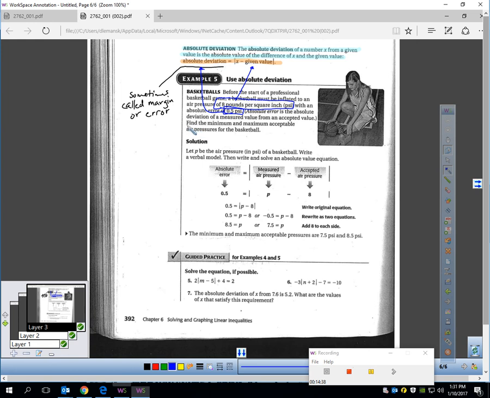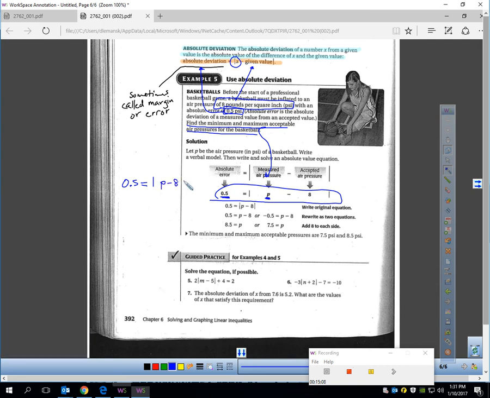And they want me to find the minimum and maximum acceptable air pressures. That would be my x. So let's look at what they write. They put 0.5 in for the absolute deviation. The measured air pressure, we don't know. We're trying to figure out what those are. And the accepted air pressure, the given value, is 8. Well, there's their equation. It's 0.5 equals absolute value P minus 8.